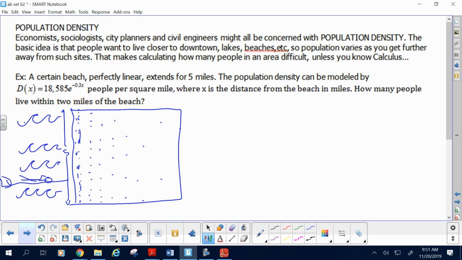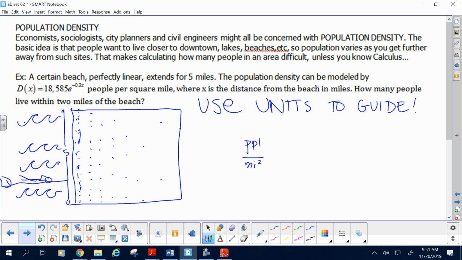Okay? Now, this is the key to getting started on many of these. Use units to guide you. Our question is how many people? What kind of stuff are we given? What's the density function unit? People per square mile. So the density function is people per square mile. Now, we want people, so to get number of people, we'd have to take the density and multiply by miles squared, and that would give me people surely.